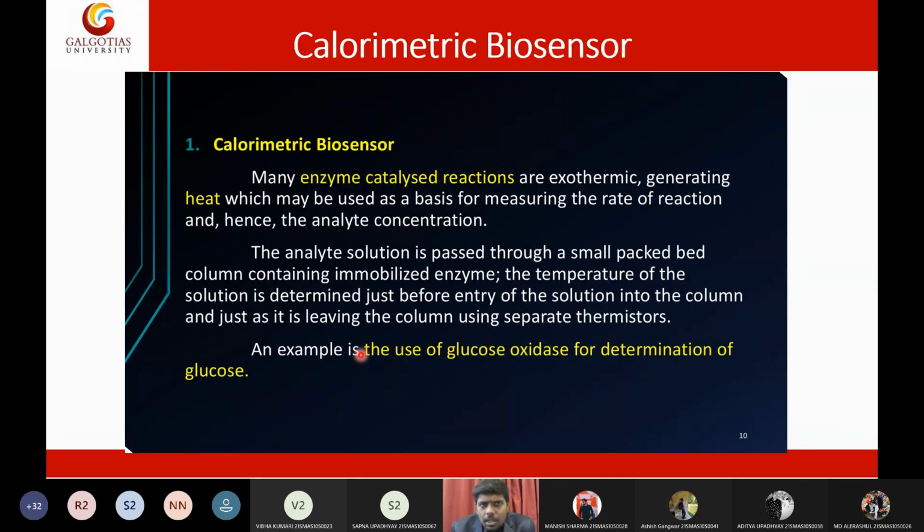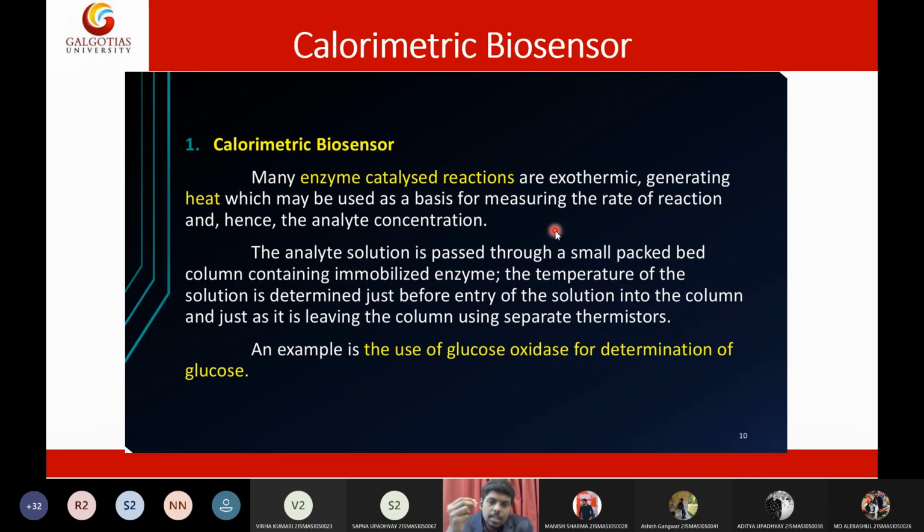Colorimetric biosensors detect the heat produced by a bioelement, such as many enzymes undergoing catalyzed reactions. They undergo an exothermic reaction, which means they will release certain heat, and that heat will be detected by colorimetric biosensors. For example, our glucose. We usually use the automatic glucose kit, the glucometer. The glucometer works on the principle of this colorimetric biosensor. In this glucose kit, we have the GOD-POD method, that means the glucose oxidase peroxidase method.